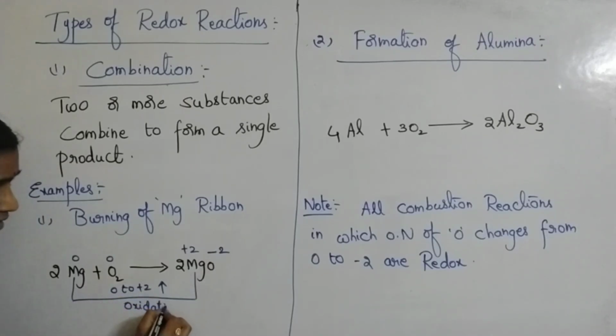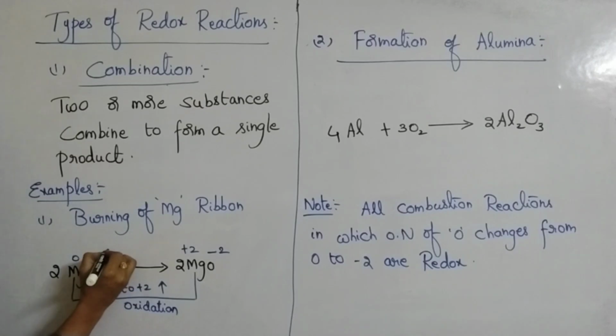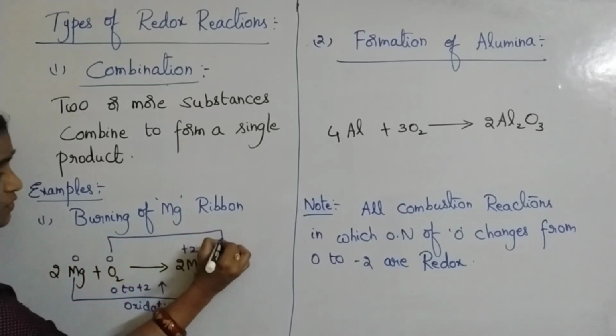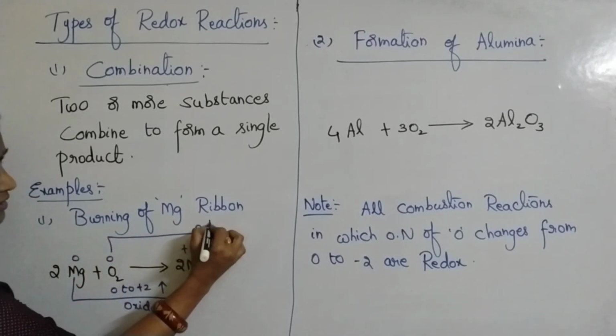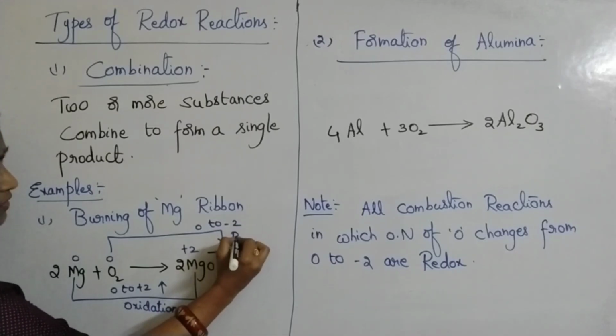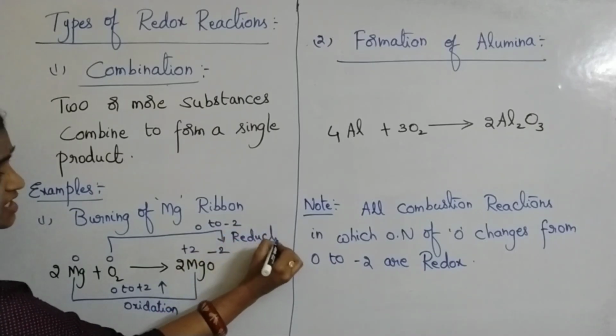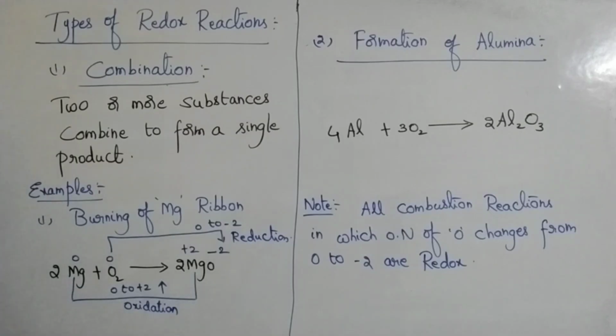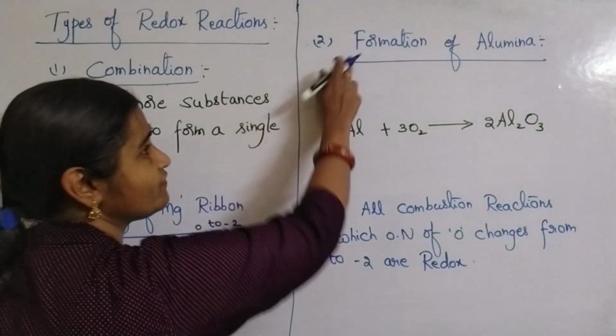Same like that, oxygen's oxidation number is changed from 0 to -2. Now 0 to -2 means reduction. So here oxidation and reduction both take place simultaneously. That's why burning of magnesium ribbon, you can consider it as an example for what? Redox reaction.